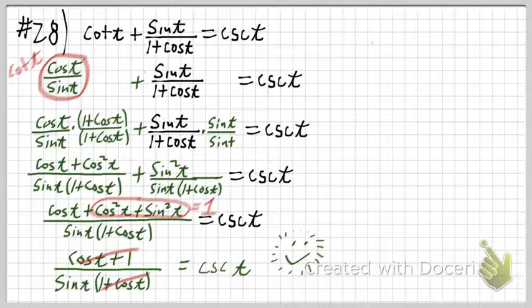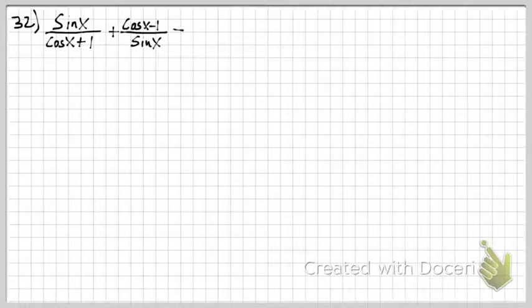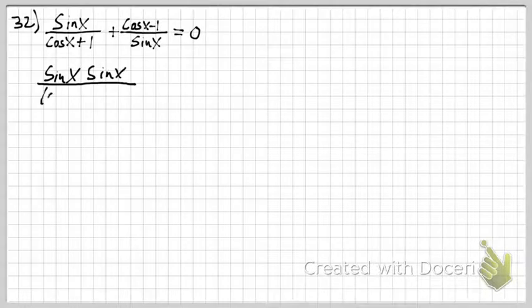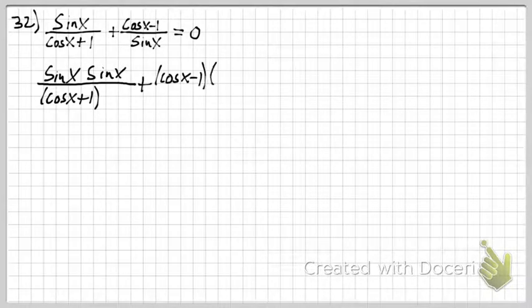Okay, let's take a look at our next warm-up problem then, number 32. Same theme. I'm going to have two terms here on the left-hand side, and I'm going to give them a common denominator. In this case, my common denominator is going to be sine times cosine plus 1. So that means this first term, multiply top and bottom by sine. Second term, multiply top and bottom by cosine plus 1, excuse me.